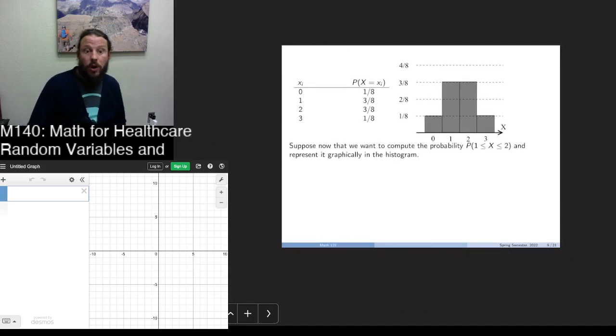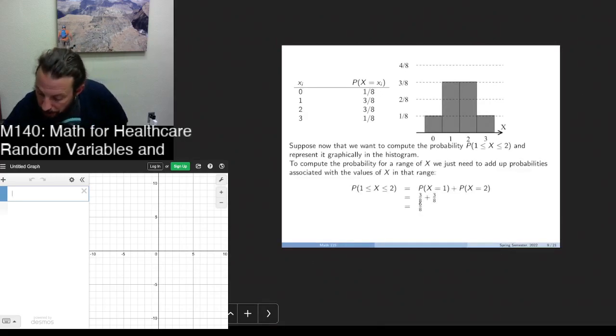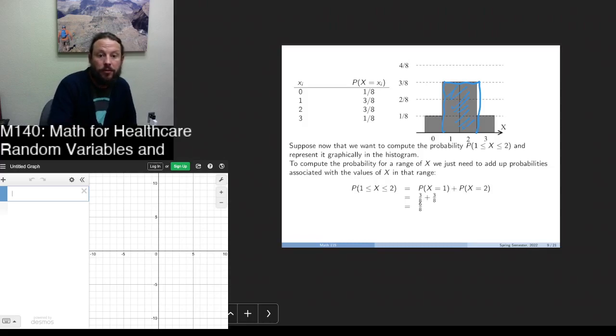So, if we want to find the probability that x is greater than or equal to 1 and less than or equal to 2, we simply sum those up, which, by the way, visually, what is that doing? 1 and 2. That's finding the area, this blue area there, which is 6/8 or 3/4.